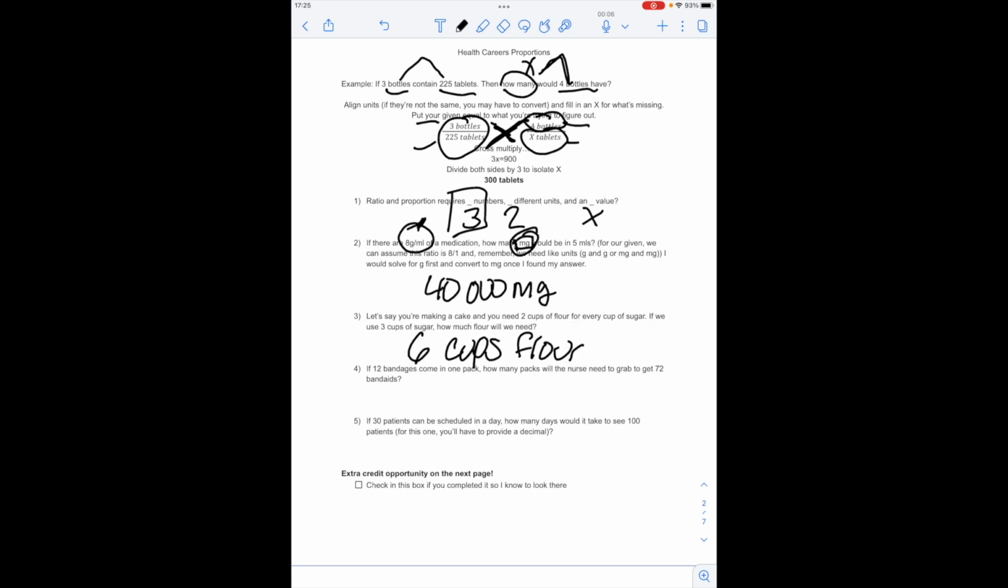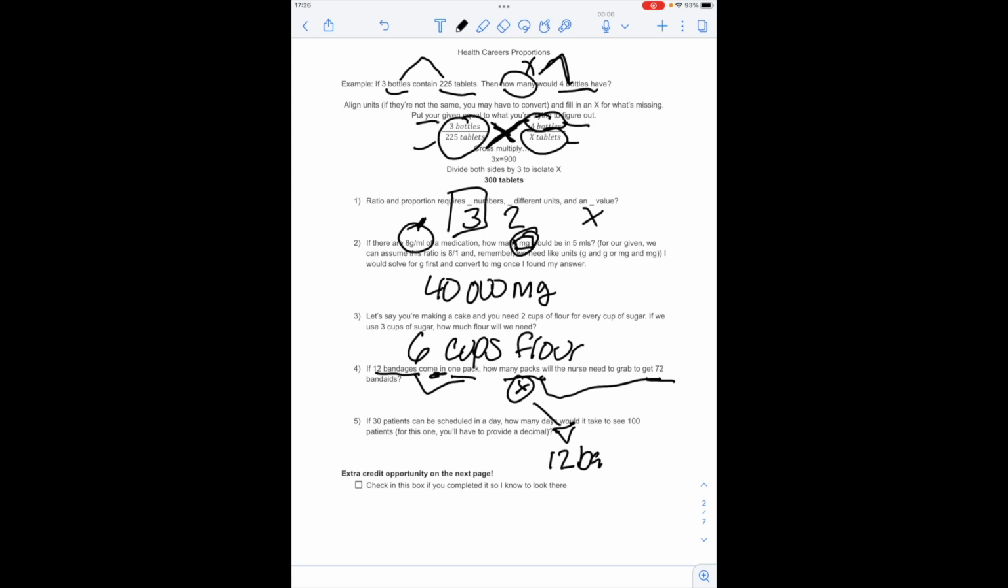Okay, so for number 4, it says, if 12 bandages come in 1 pack, how many packs will the nurse need to grab to get 72 bandages? So this is going to be your X value. These amounts go together. These amounts go together. Remember, in between that means they're 1. I'm just going to set this up over here because I don't have any room.